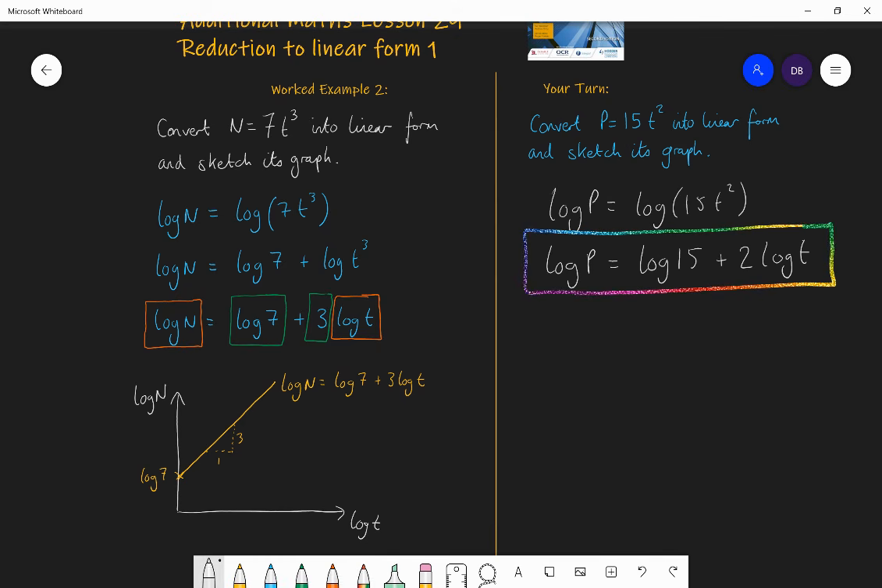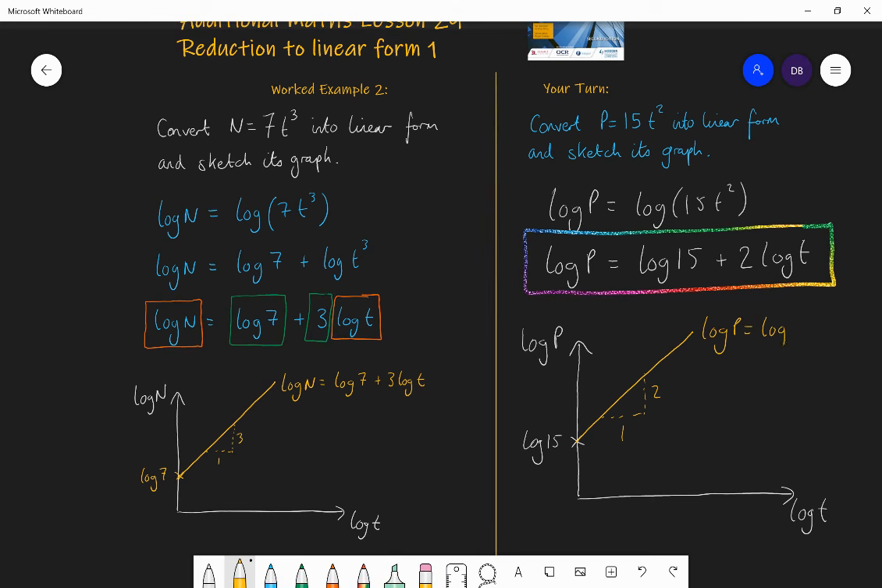Then sketching it, you draw your axes. Your axes are the log p scale on the y-axis and log t scale on the x-axis. Your y-intercept is log 15. And your gradient is 2. So for every 1 across, you go 2 up. So that is the graph of log p equals log 15 plus 2 log t. If you got a sketch like that, brilliant, well done.